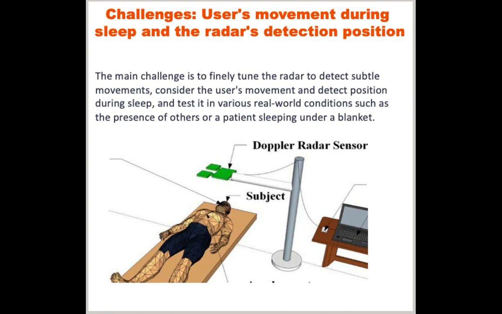There could be some challenges that we could face while detecting sleep apnea. Some of the big challenges could be making the radar really good at picking up small movements, figuring out how the person is lying down when they sleep, and checking that it works well in different situations, like when there are other people around, or when someone is sleeping with a blanket on them. There could be multiple challenges we could face.